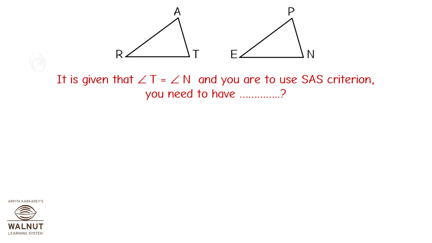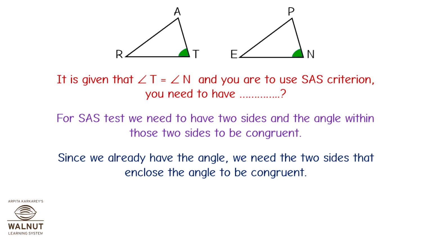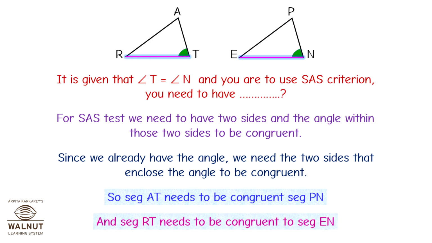So, let's look at the diagram. We are given information that angle T is congruent to angle N. Let's mark that in the diagram. For SAS test, we need to have two sides and the angle within those two sides to be congruent. Since we already have the angle, we need the two sides that enclose the angle to be congruent. Therefore, if we have to use the SAS criterion, segment AT needs to be congruent to segment PN and segment RT needs to be congruent to segment EN.